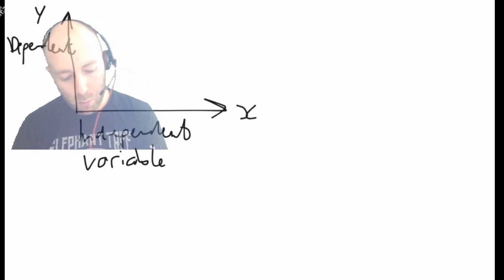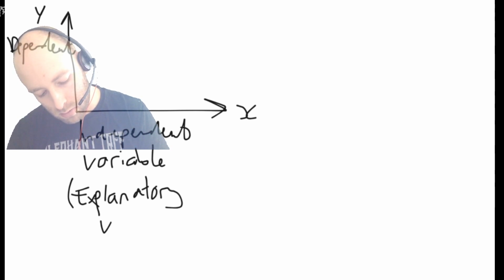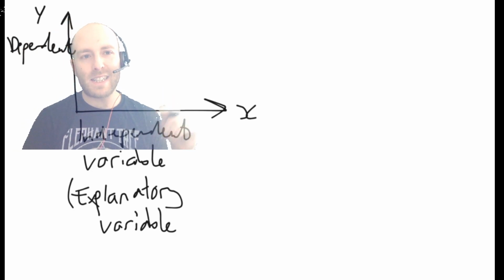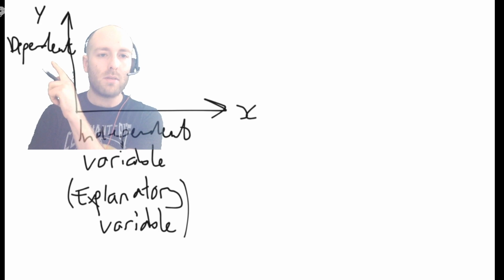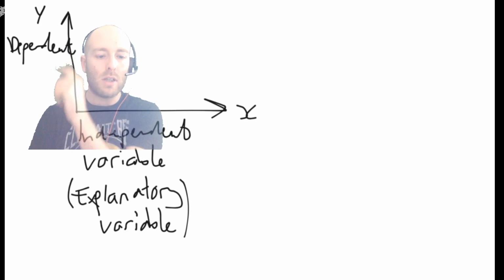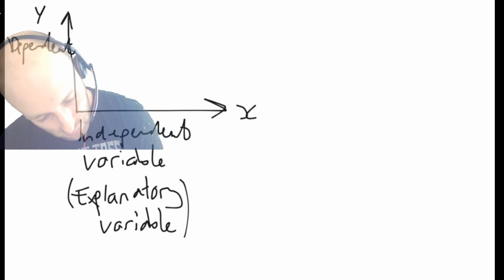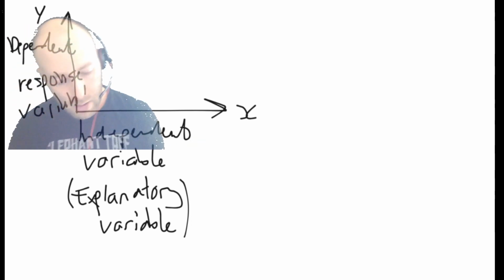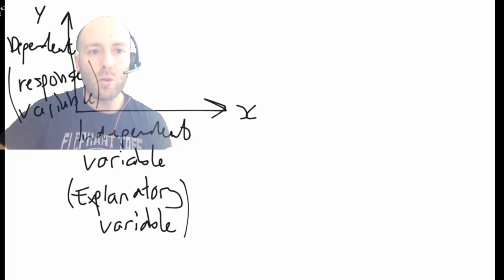So the independent variable, we might call it the explanatory variable, because it explains this variable. What X does dictates what Y does. So this causes this to change. And because of that, we might call Y the response variable. So dependent, independent, or response, explanatory, but X causes Y to change.